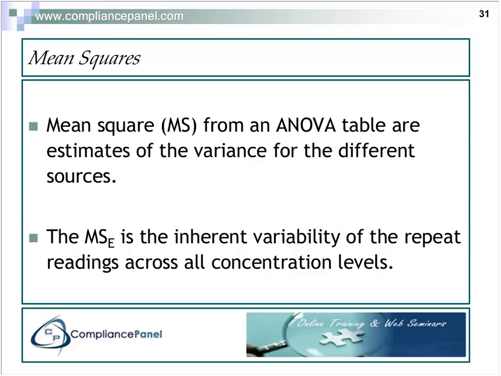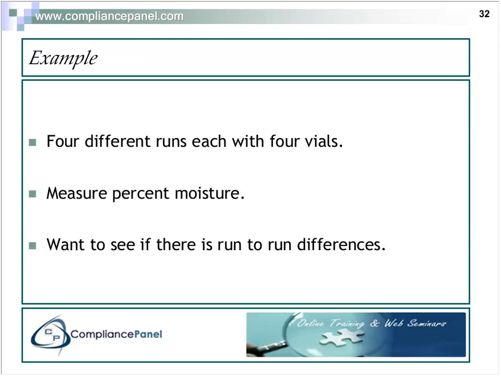So let's take a quick peek into an example here, and then we'll talk about a couple of multiple comparison tests, and then we'll open it up for questions. If I have a design with 4 different runs, each with 4 vials, that's 16 total observations. I have 4 different runs. Each of the 4 runs is 4 vials. I want to measure the percent moisture in each of those vials, and I want to see if there's any run-to-run differences. These are 4 lyophilization runs. We're going to measure percent moisture in 4 vials in each of the 4 runs.